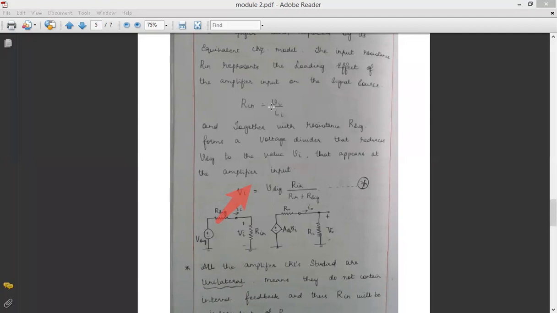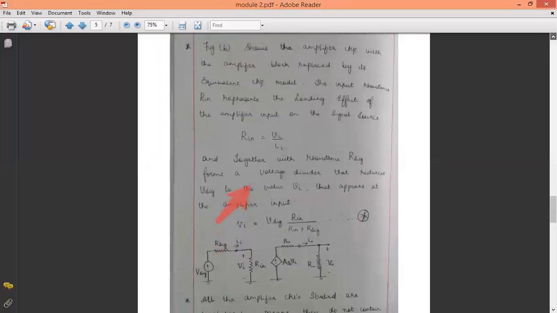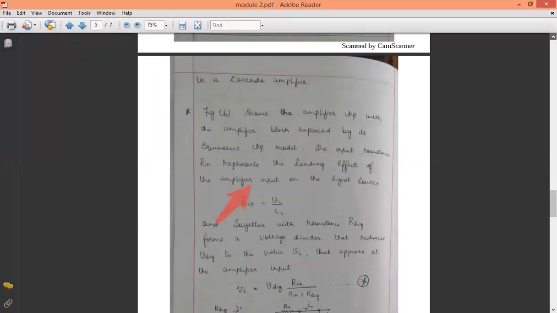Understood? Shreyas, Sahana, Prajwal, Nandan? Yes, ma'am. Sorry.